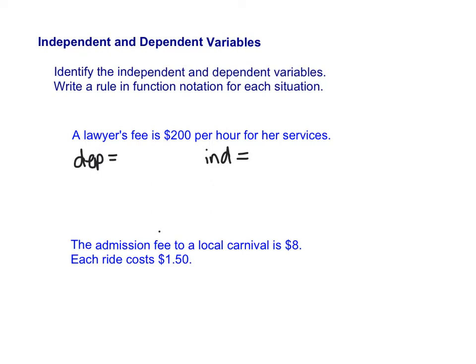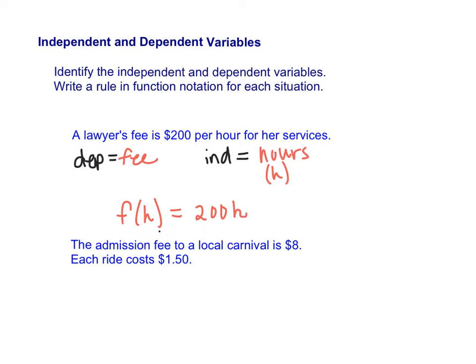So independent is going to be the number of hours that she works, because the number of hours has an impact on what her fee is, which is going to be the dependent variable. So we're going to let H represent our number of hours and our function notation. So we're going to say F of H equals $200 times every hour that she works.